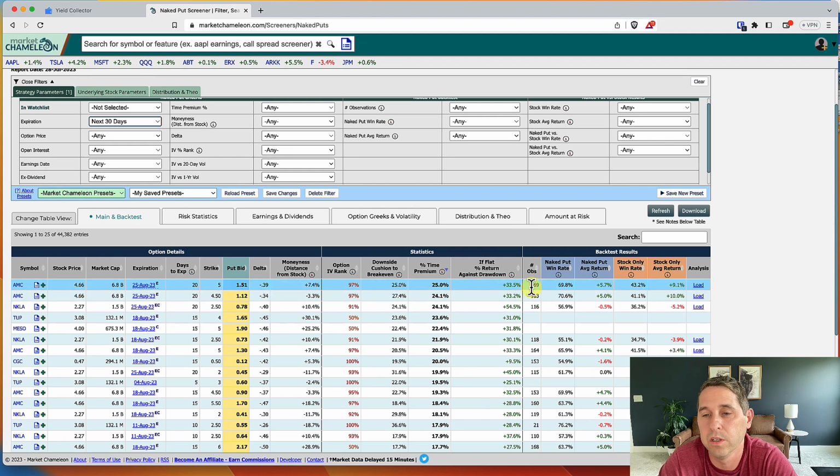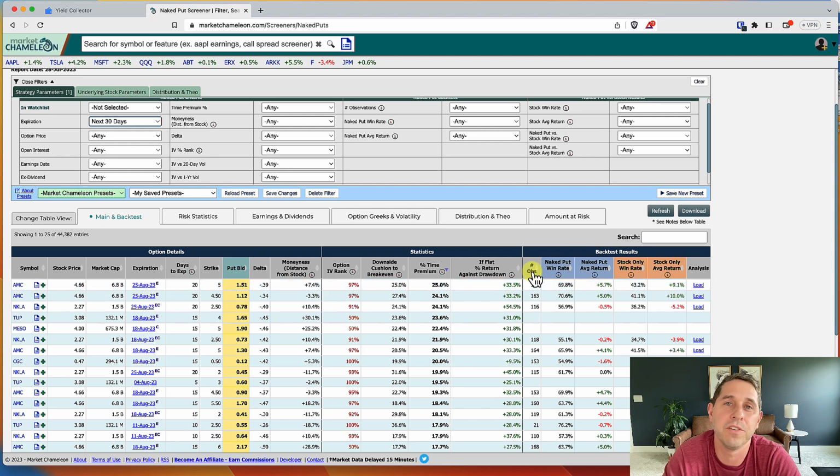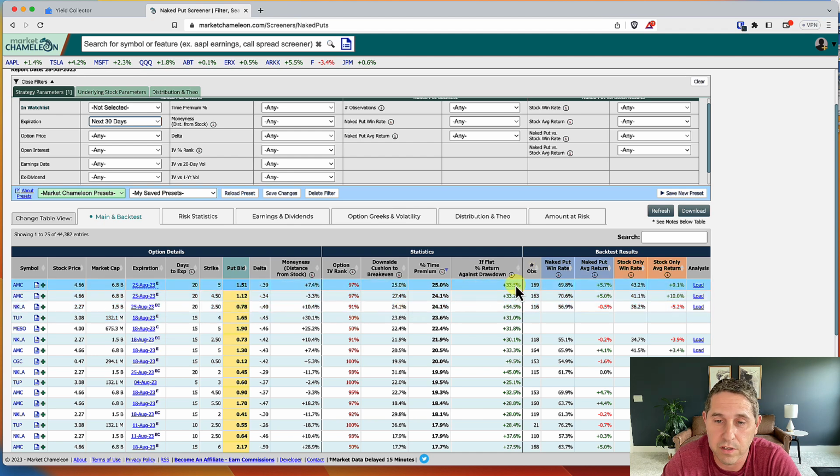And here's the actual back test results. This is the coolest part of the scanner. And here's the number of observations. All the screeners in Market Chameleon are on-demand back testing results, which is pretty crazy, how fast they shoot out. Every back tester I've ever used takes forever to shoot results, but Market Chameleon does it instantly somehow. Each of these results, this one has 169 observations, and it shows you the naked put win rate, the naked put average return, and then the stock only win rate and the stock only average return to compare it to. So it's pretty awesome.